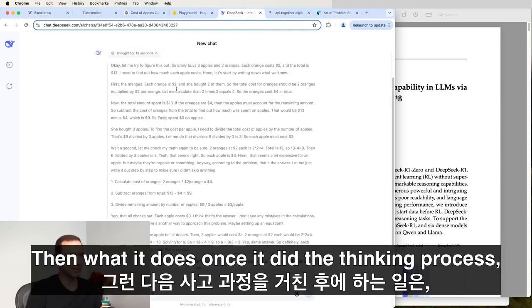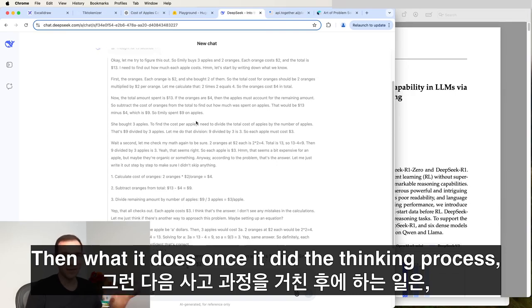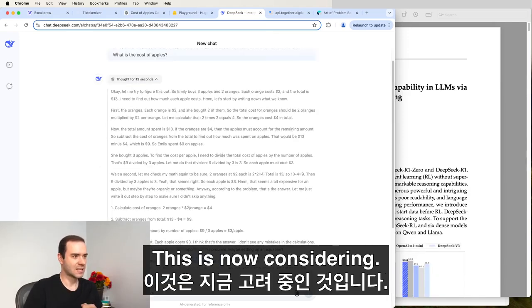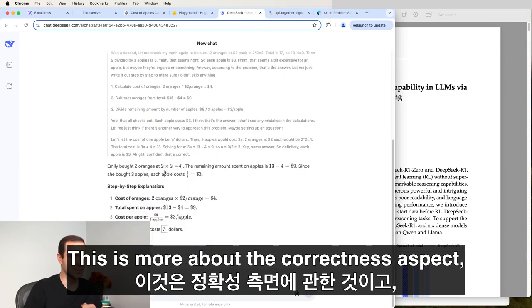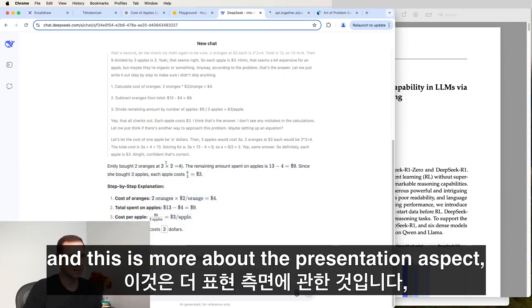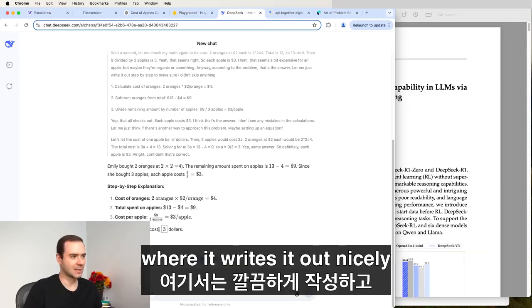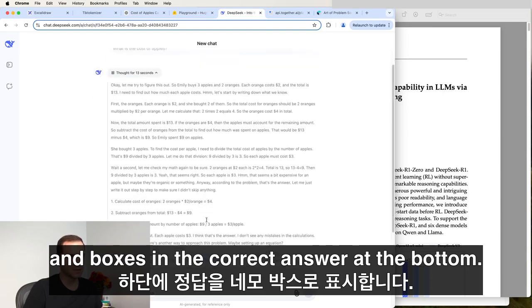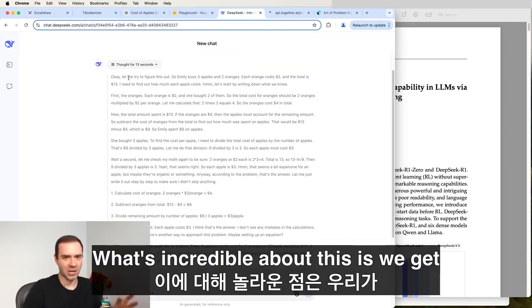And then once it did the thinking process, it writes up the nice solution for the human. So this is more about the correctness aspect, and this is more about the presentation aspect, where it writes it out nicely and boxes in the correct answer at the bottom. And what's incredible about this is we get this thinking process of the model.